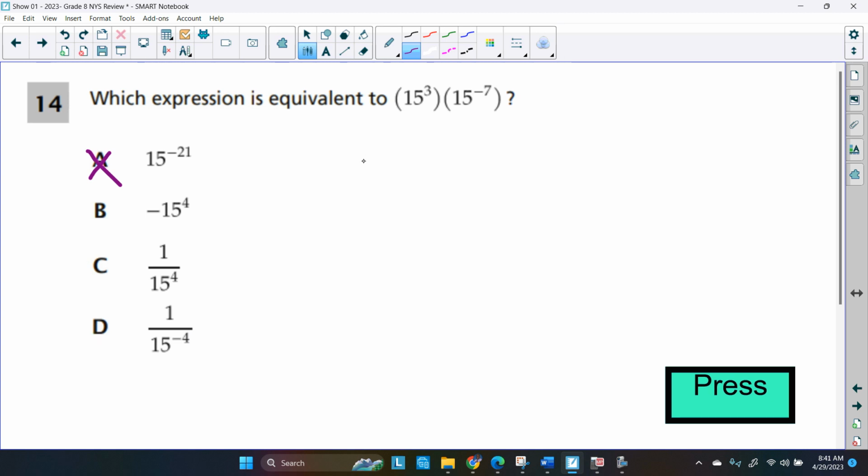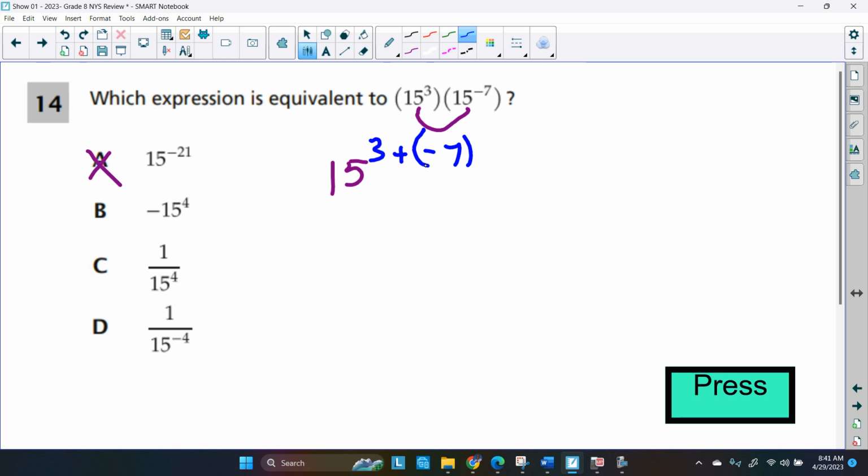Well, laws of exponent. That is when you have bases, which is the 15, that are the same. This is law number 1. What do you do with the exponents? I will add them together. That's law number 1. When you have bases that are the same, you add the exponents. But Dr. Rob, that's a negative 7. You can add that with a 3.